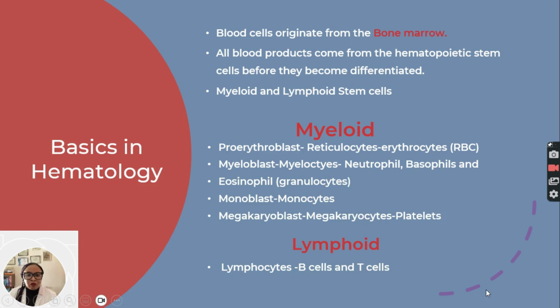So let's talk about the myeloid for a minute. In your myeloid stem cell, you're going to get the erythroblast, which will become the reticulocytes and then the erythrocytes that we call the red blood cells. Then you also get the myeloblast that's going to become your myelocytes, and these are going to form your granulocytes, which are your neutrophils, basophils, and eosinophils. Then you get the monoblast that's going to become your monocytes, and the megakaryoblast will become your megakaryocytes, which will eventually become your platelets. From the lymphoid cells, you're going to get your B cells and your T cells.